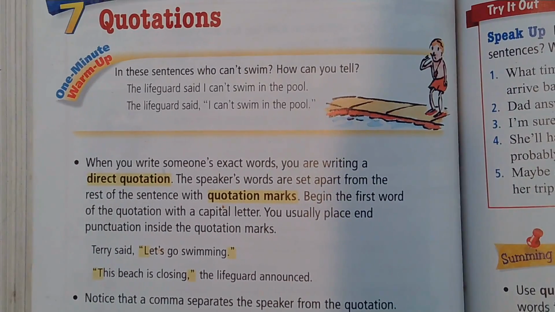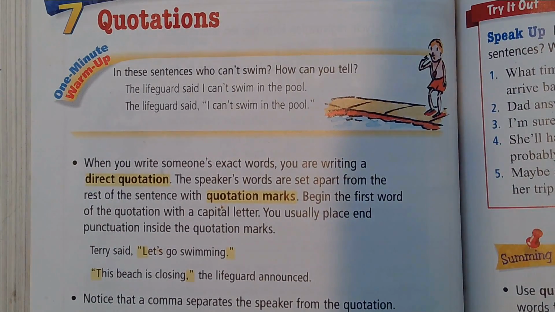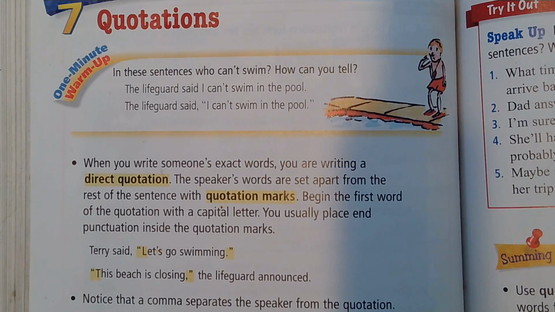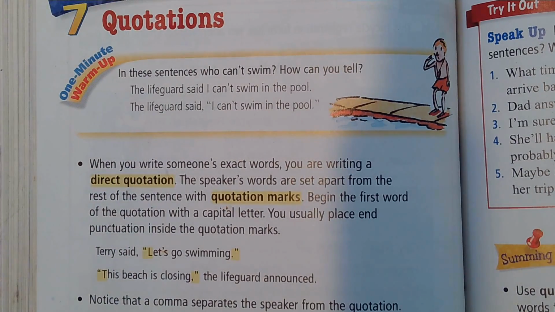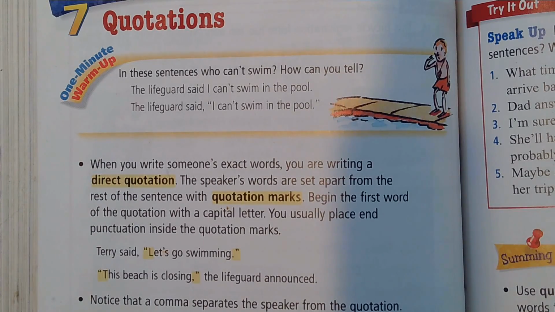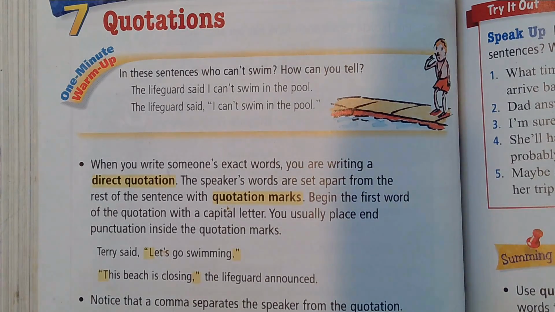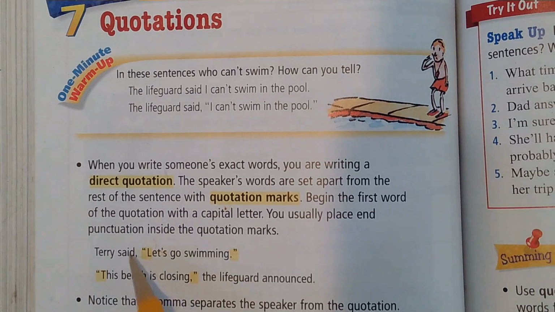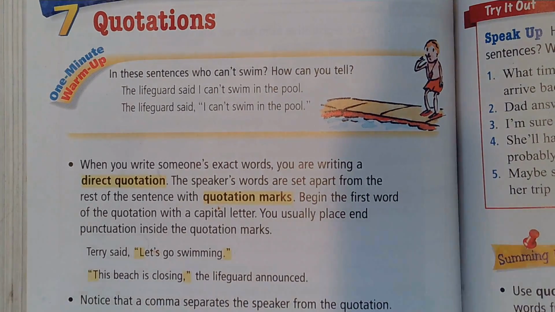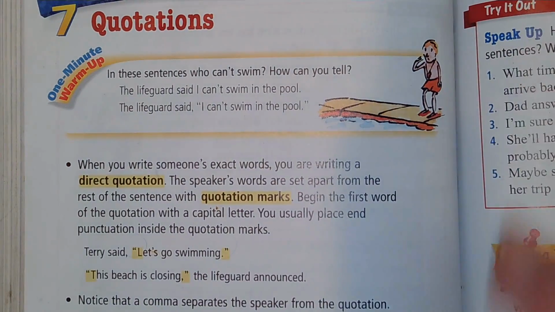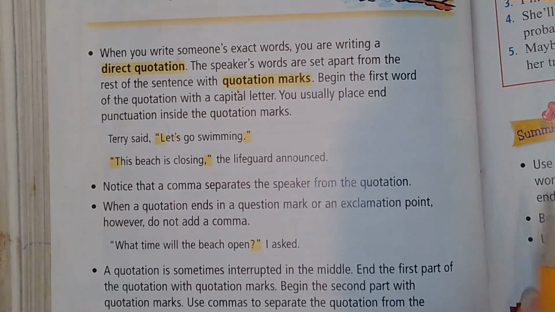All right, we're looking at quotations, which we have done some in class, so this is actually a little bit of a review. Basically, when you are directly speaking to someone, you're writing someone's exact words, it's called a direct quotation, and you need quotation marks around those direct quotations. Okay. All right, so let's look at these examples.